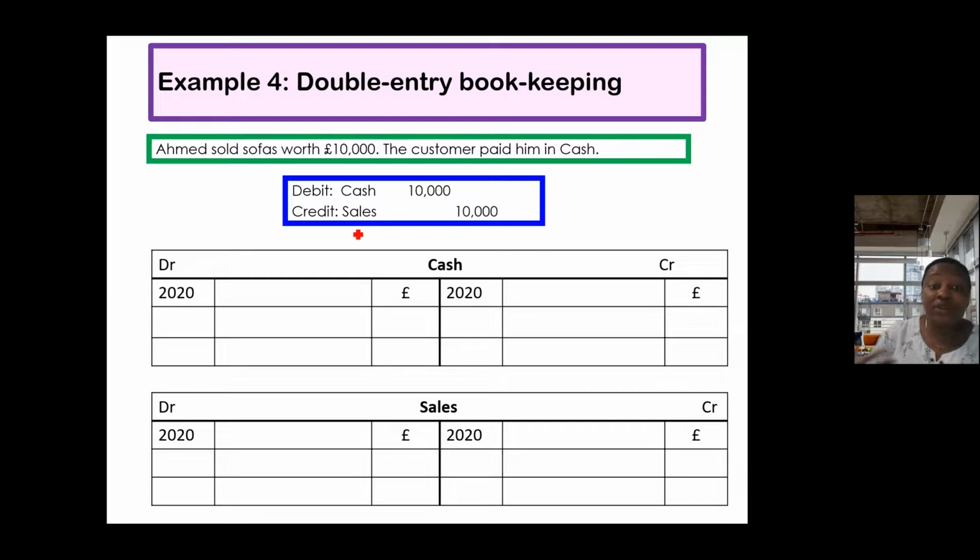Increase in sales, you're going to credit. Increase in cash, you're going to debit, and that fulfills our dual entry principle. So you have the debit and credit side. Open your cash account. You're going to debit your cash account because of the increase coming from sales, and then you're also going to credit your sales account because of the increase in sales.